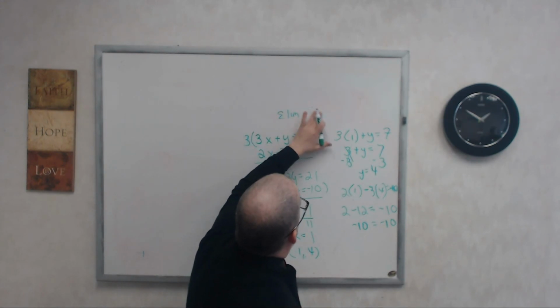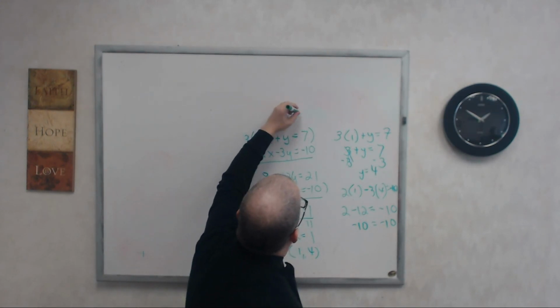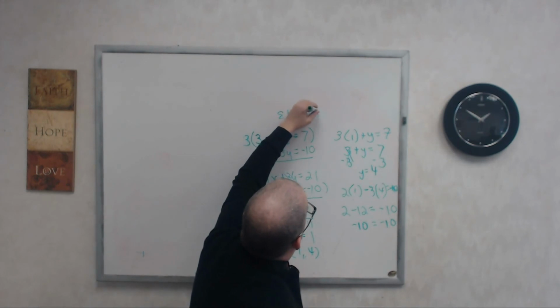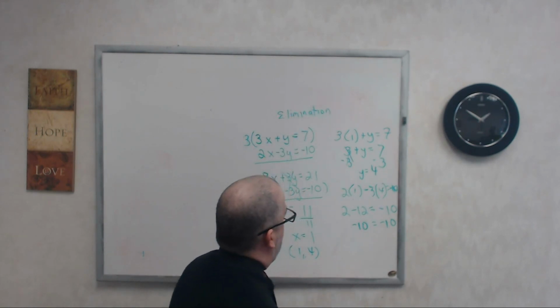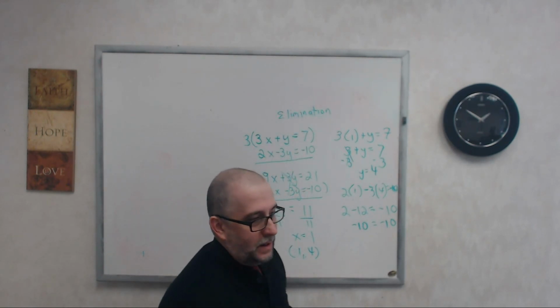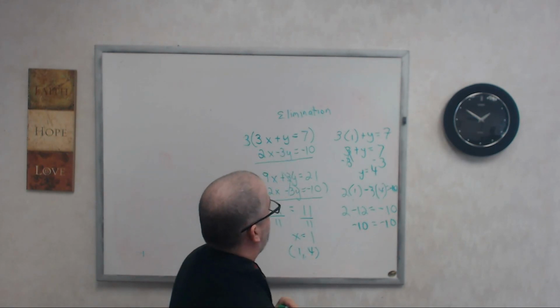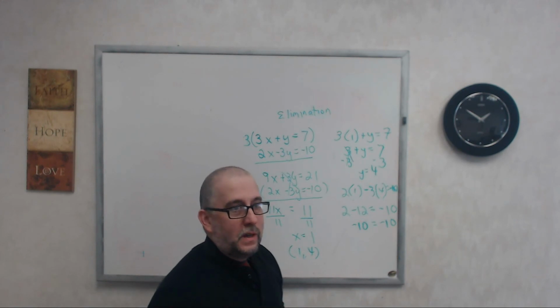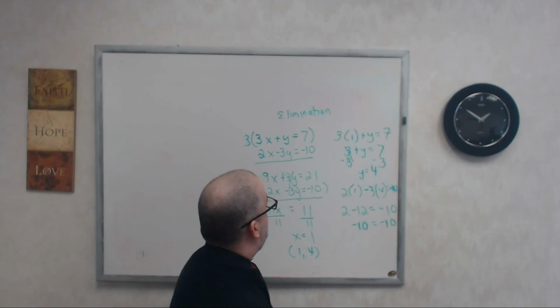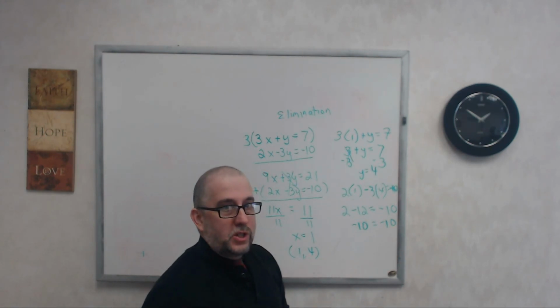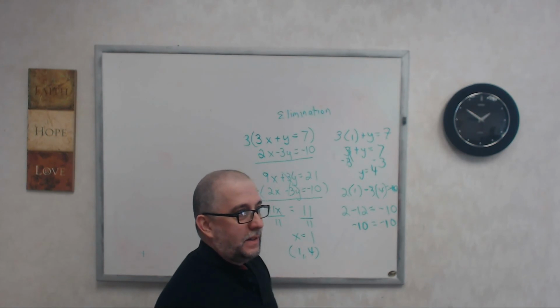Elimination. Let's spell that correctly. Elimination. And this is where you have to multiply one of the equations by a constant. So I hope that helps. And we'll be back with part 3, where you might have to multiply both equations by a constant.